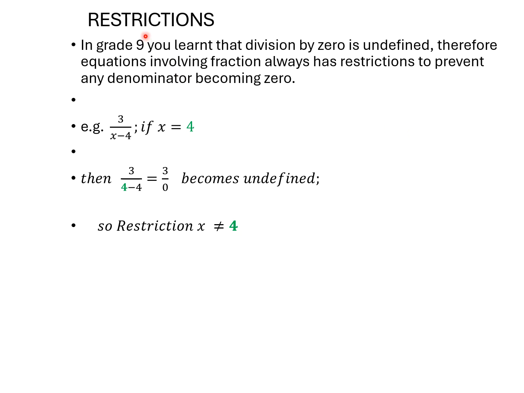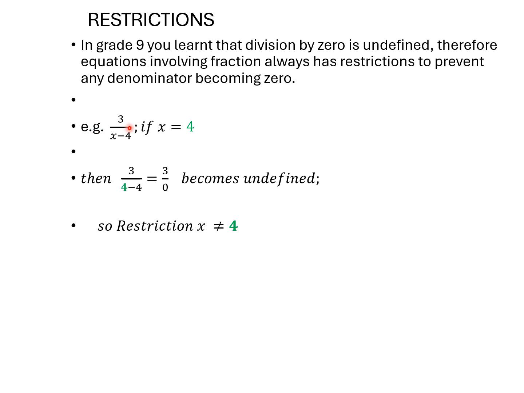So, restrictions. Before we can solve anything on fractions, we need to understand why fraction sums have restrictions. So in grade 9, you've learned that division by 0 is undefined. We used to test you on that all the time, 5 divided by 0, etc. Therefore, equations involving fractions always have restrictions to prevent any denominator becoming 0.